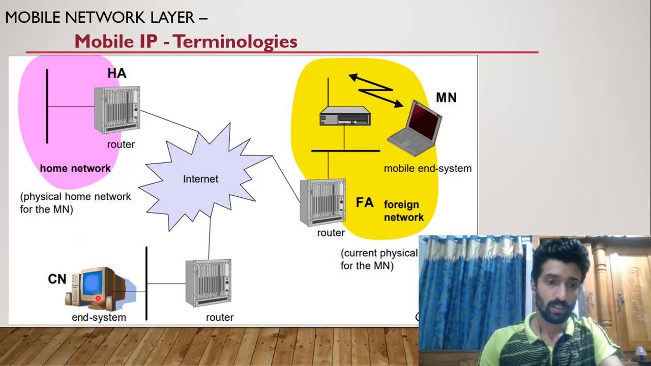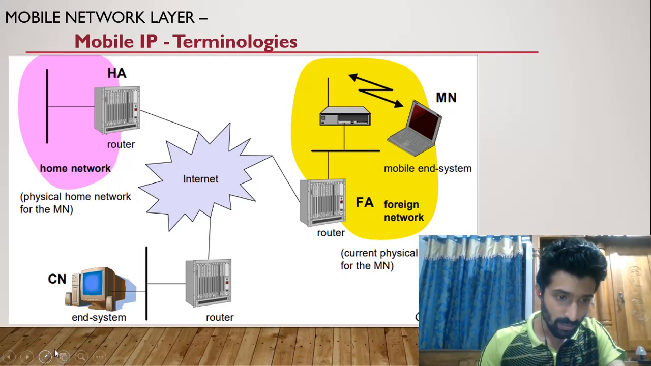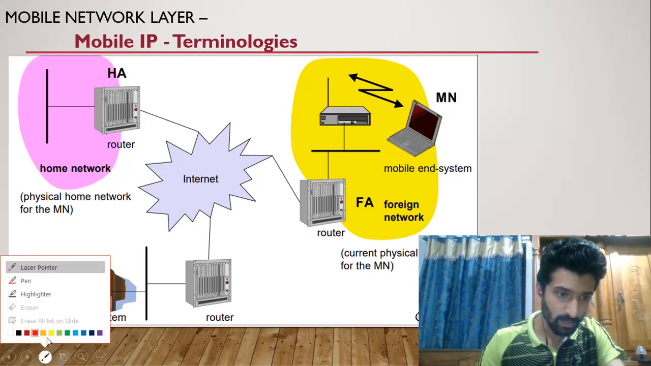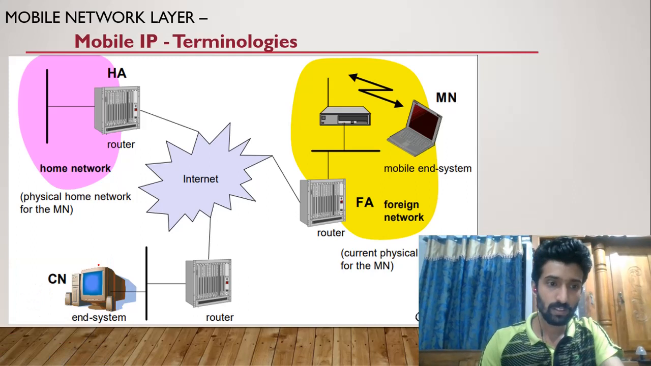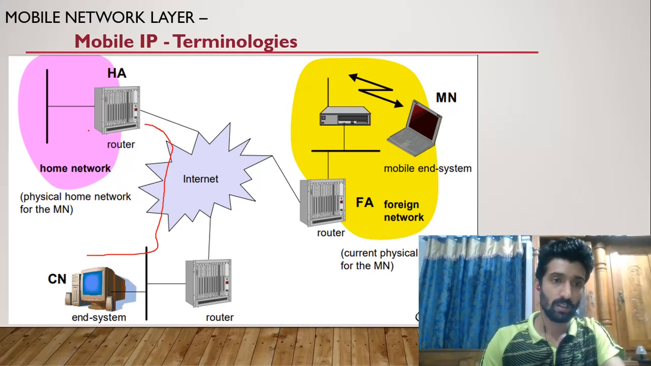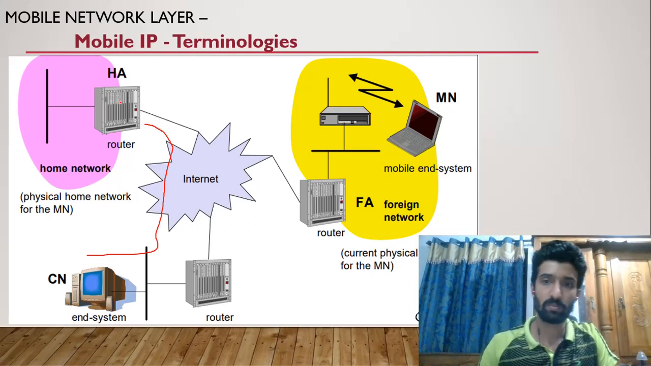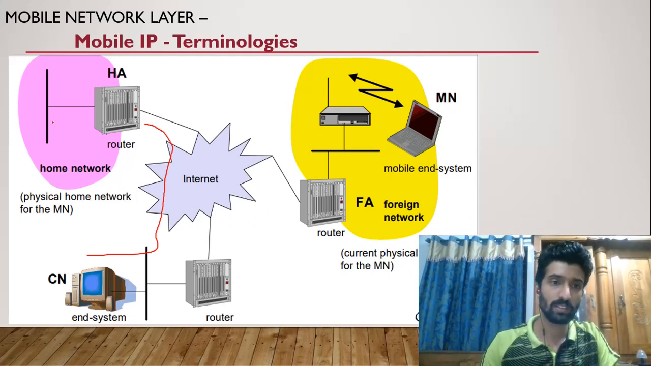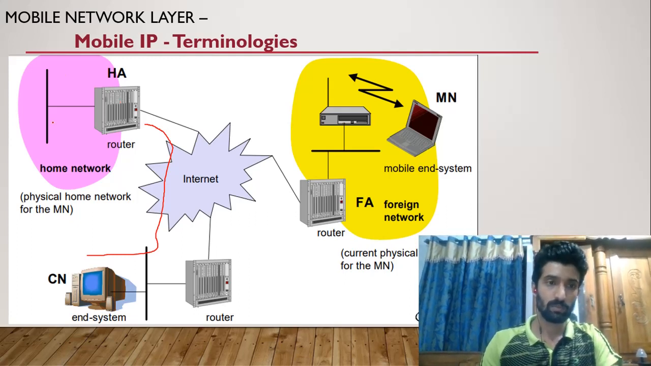Likewise, it will generate the packet, and I will take the pen. It will send the packet from here to its router, and through the internet it will reach the home agent of the home network. When the packet reaches the home agent, only then will it realize that the mobile node does not belong to its home agent. At that time the packet will be lost and the connection will be interrupted.